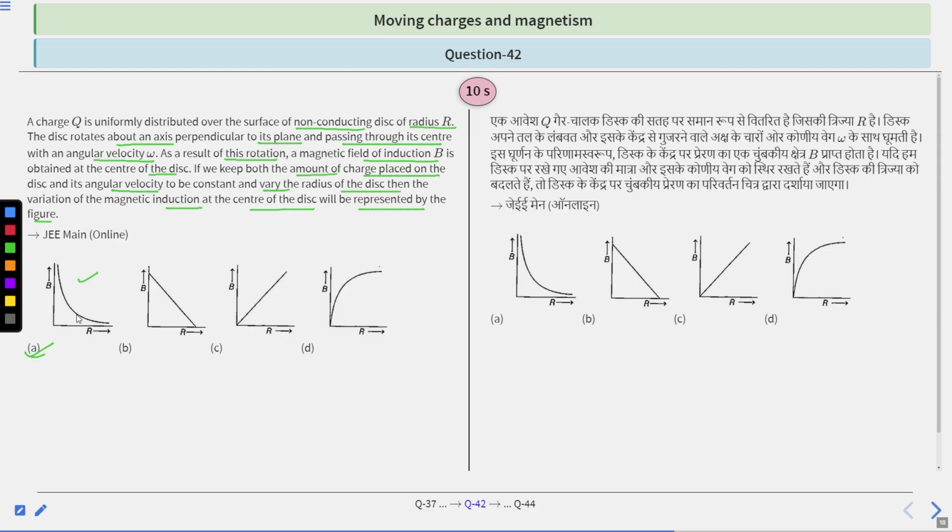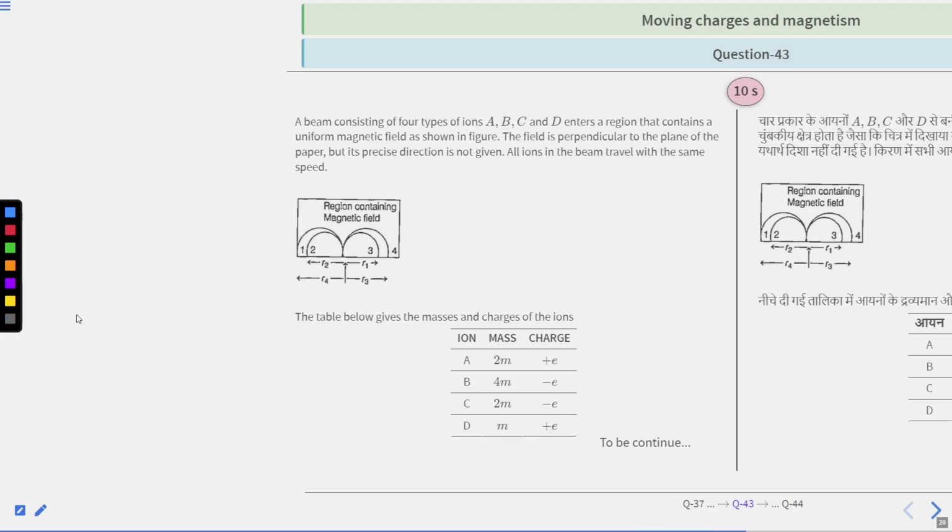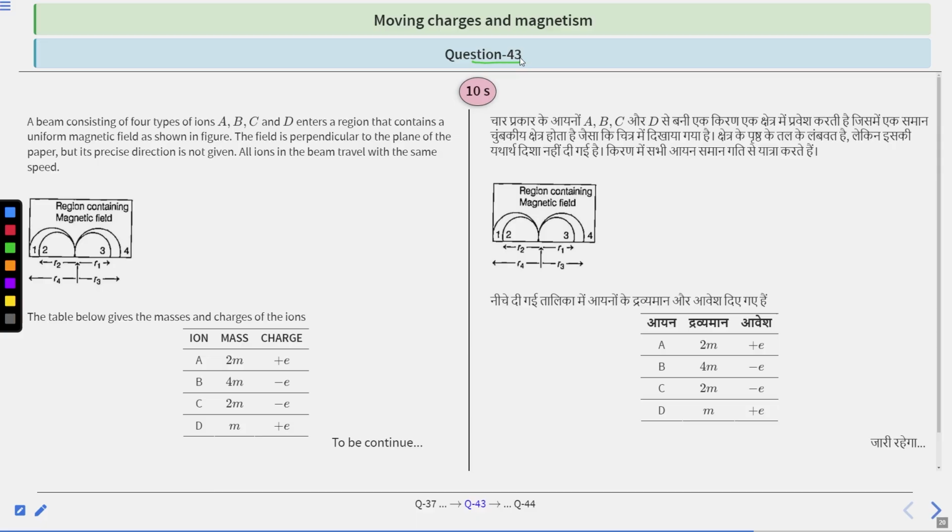Clear? Next question. Question 43. A beam consisting of four types of ions A, B, C, D enters a region that contains a uniform magnetic field as shown in the figure. The field is perpendicular to the plane of the paper, but its precise direction is not given. All ions in the beam travel with the same speed. Here is the table giving the masses and charges of the ions.